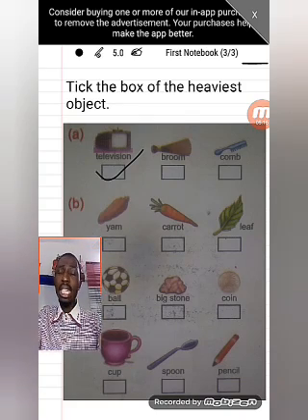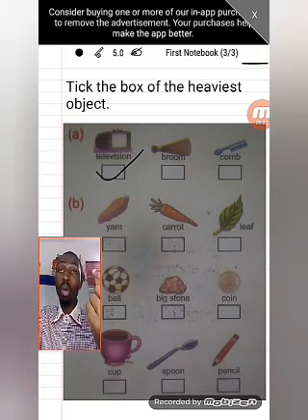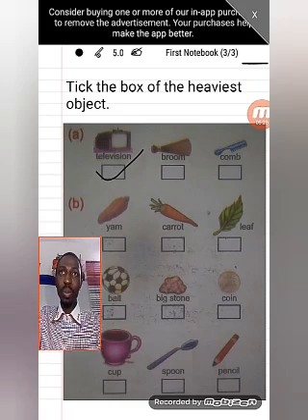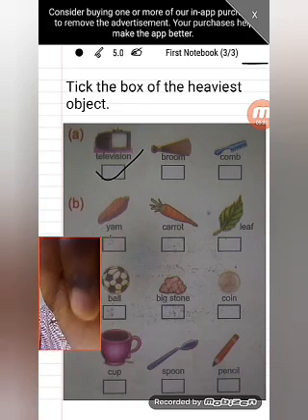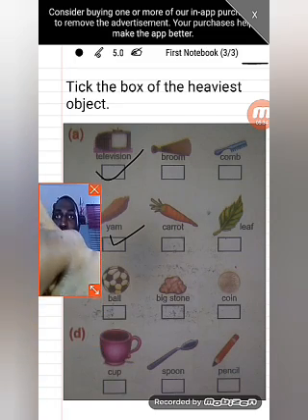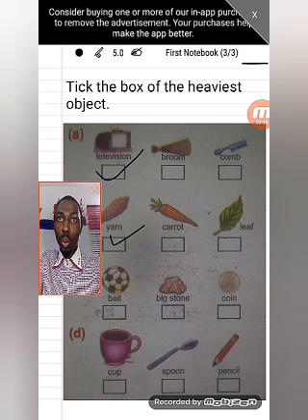carrot and leaf. Yam, a tuber of yam. Carrot, a piece of it, one particular carrot. Then the leaf. Which is the heaviest? Yes, yam, a tuber of yam, is the heaviest, no doubt. Then now we're looking at the ball, big stone and coin.